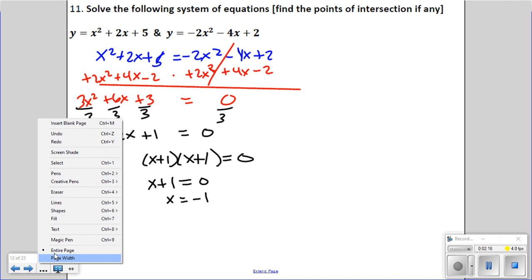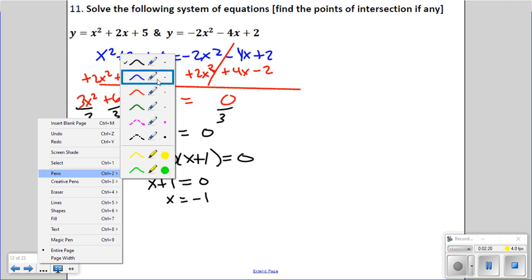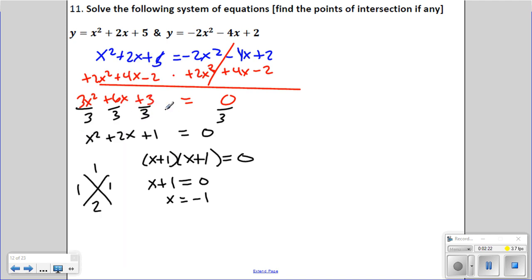Now that I know what x is, I need to replace x into either of the equations from above to find the y value. I'm going to go with the one on the left, y is equal to x squared plus 2x plus 5, because it has smaller numbers. But again, either one, it doesn't matter.